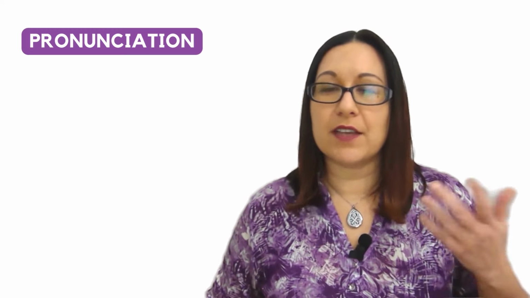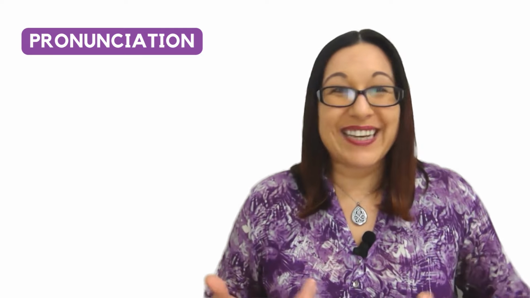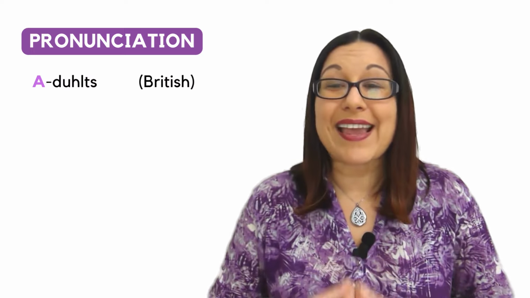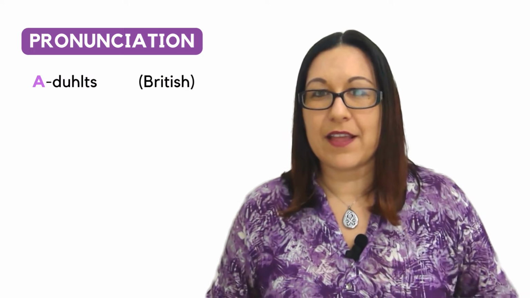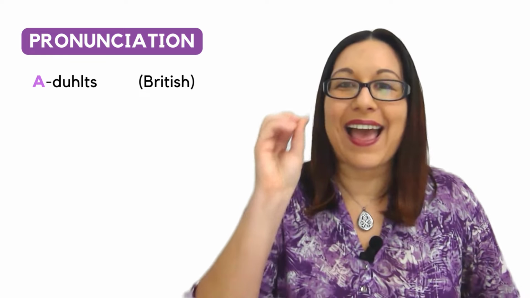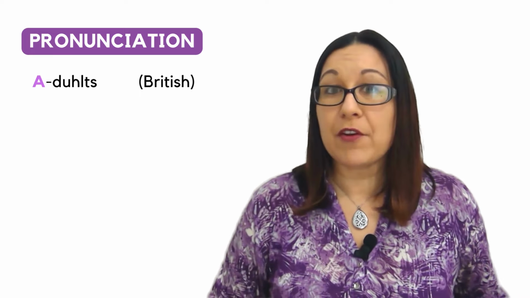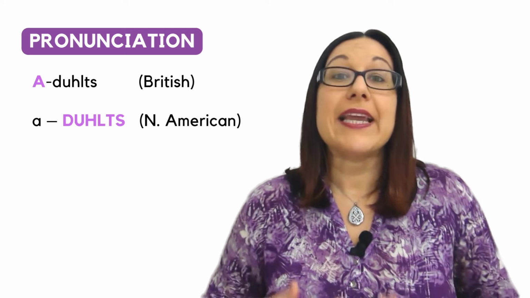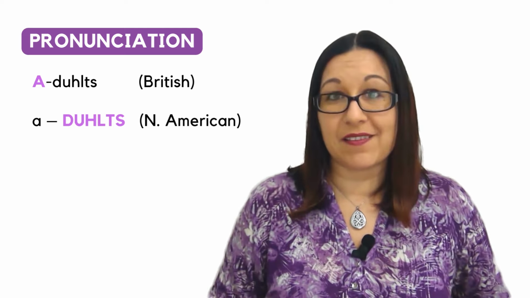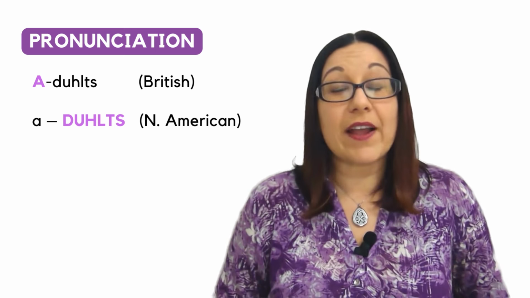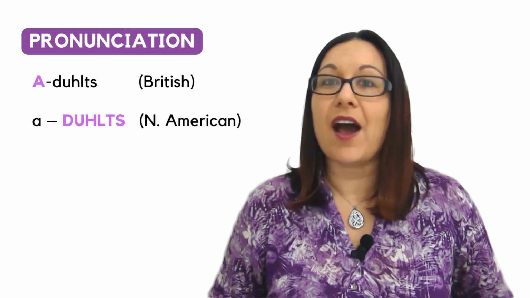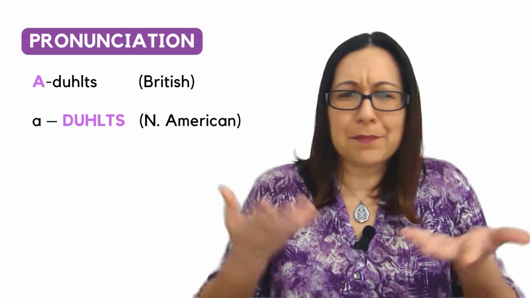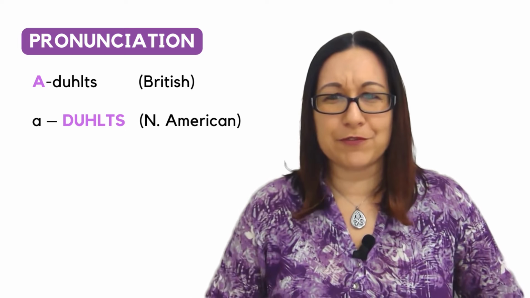Now, students often ask me how to pronounce this word. Is it adults or is it adults? Honestly, it depends on where you're from. So, in England, we say adults. The stress is on the first part, adults. But in North America, you would say adults. So, in England, I see two adults. In North America, I see two adults. It's up to you, so choose the one that feels more comfortable for you.